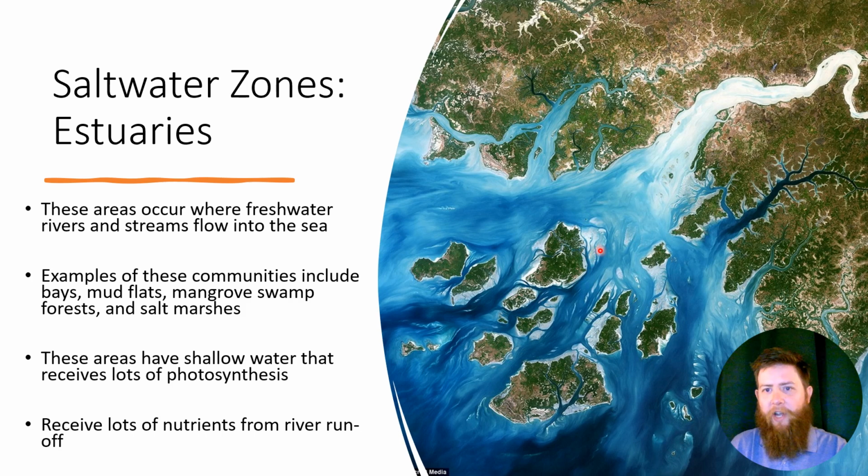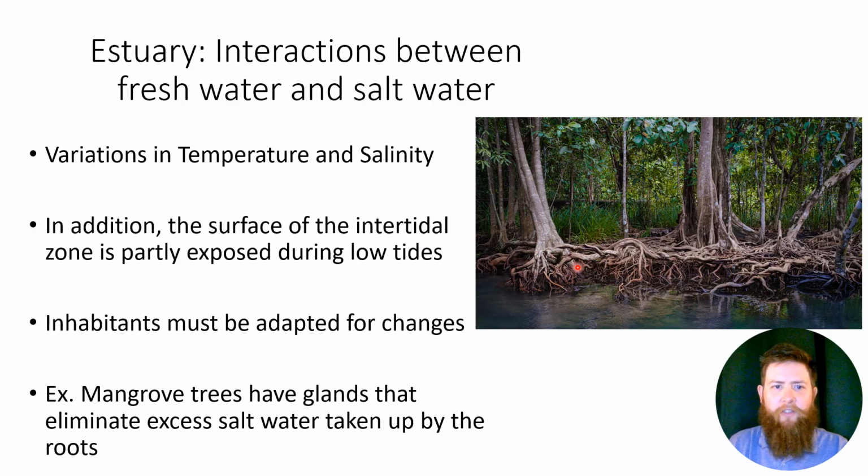Because they're coming off the continent, they usually have shallow water here, so there's lots of room for photosynthesis, and they receive lots of nutrients that are farmed down the river and flowing into this ecosystem here. So because they have both salt and freshwater, they get variations in both temperature and salinity of those two water bodies mixing. Also, the top layer here is partly exposed during low tides and then partly covered during high tides.